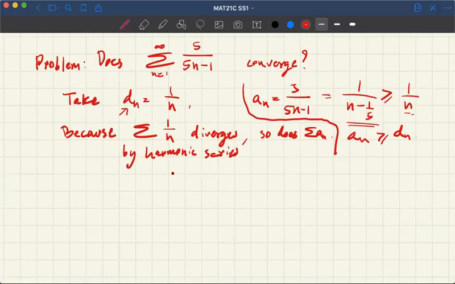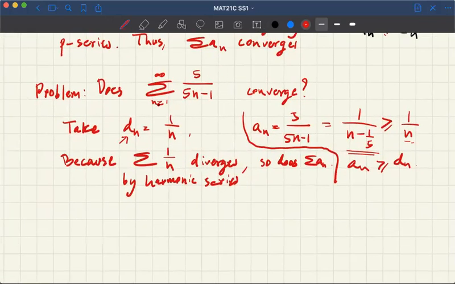Okay, good. I have a question. How do you know to choose a dn that's equal to 1 over n? Yeah, that's a good question. In general, it can be difficult, but if you notice this, in the long run, this thing is just going to be similar to 5 over 5n, because the minus 1, when n gets bigger, just doesn't matter. But what is this? It's 1 over n. It suggests that this series is very similar to the harmonic series. Okay, I see.